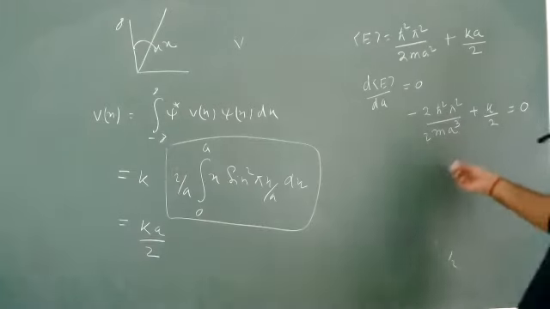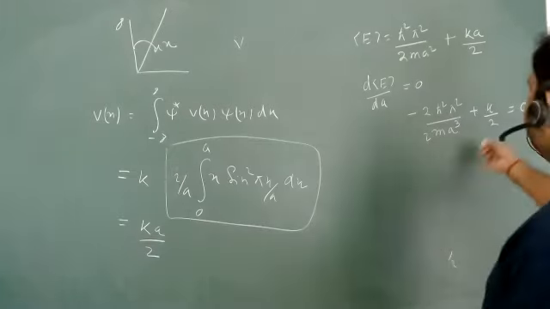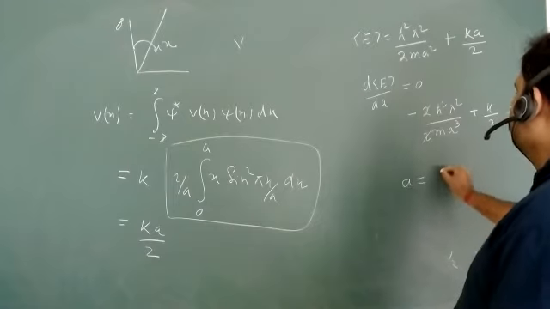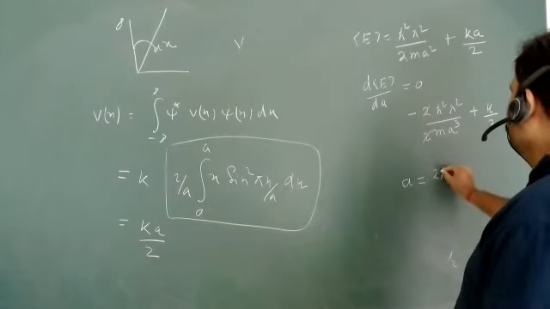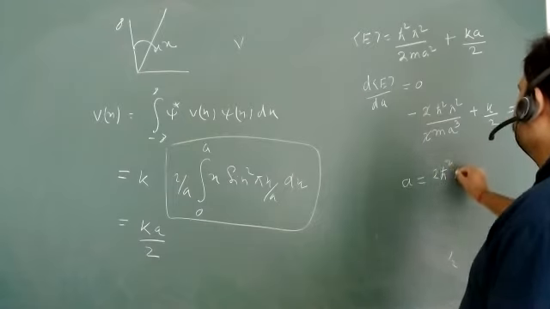So here you can easily calculate the value of A. What is the value of A? So this 2 will cancel out. So A is equal to 2 h cut square pi square upon mk, to the power 1 by 3. This is the value of A.